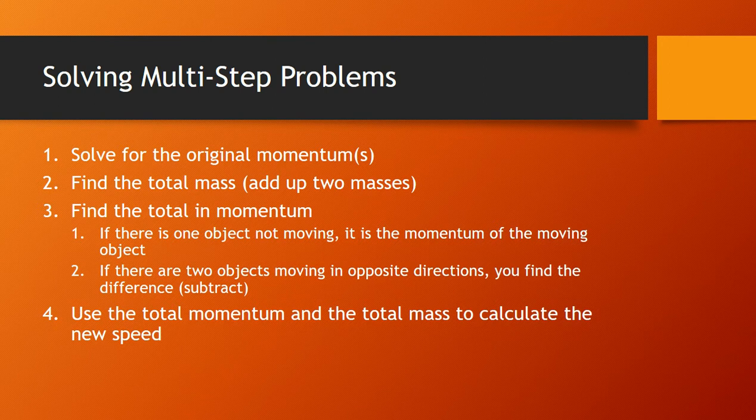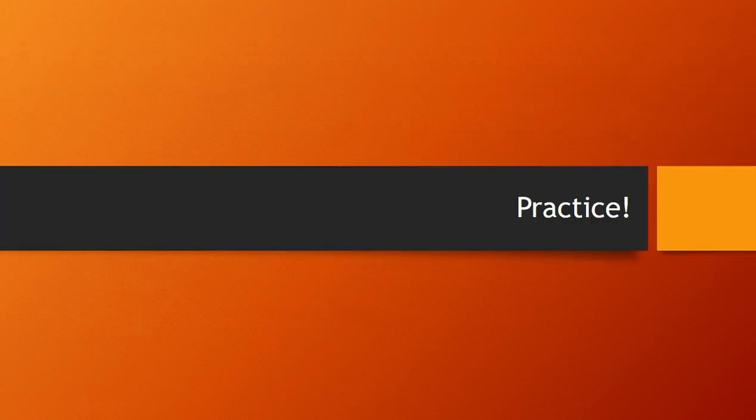Now, the nice thing for you guys is this is a higher level question, and so what I'm doing for you is I'm going to spell out the steps. The big thing you need to know is that if you see the word difference, you're going to subtract. You're going to also use the total momentum and the total mass then. Once you've calculated these, then you need to calculate the new speed. So let's do some practice.